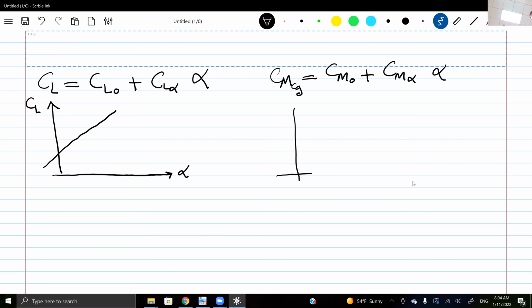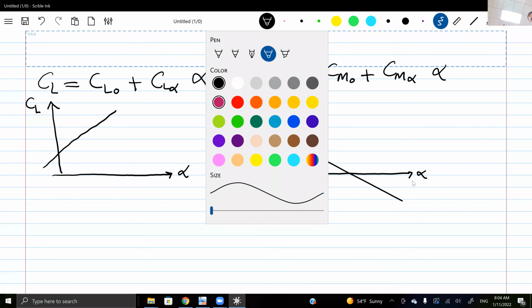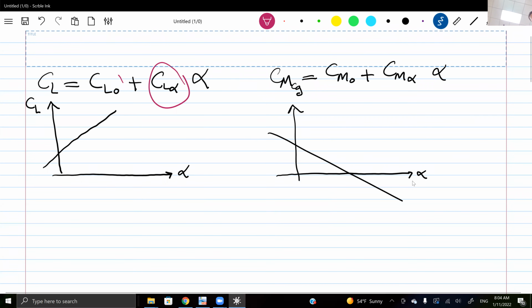And last time we discussed that we wanted it to look like this, right? Positive C_M0 and the slope, which is C_M alpha, should be negative. And I'm reminding you that these are four constants: two constants to define the line of the lift, two other constants to define the line of the moment.